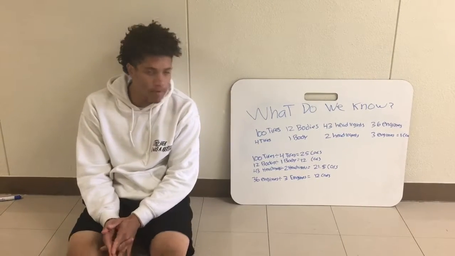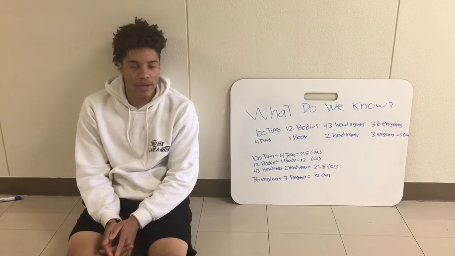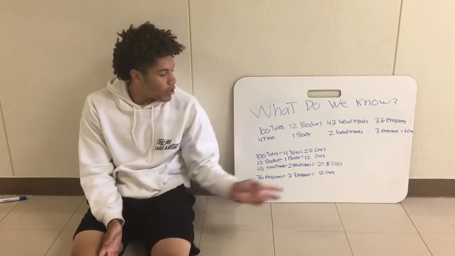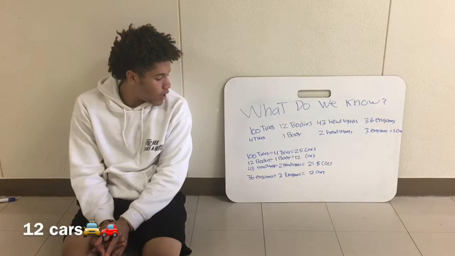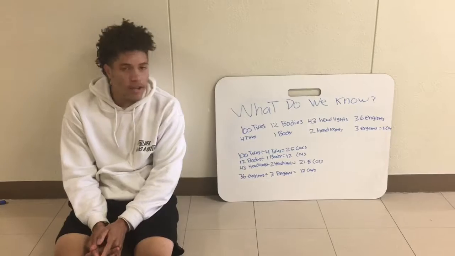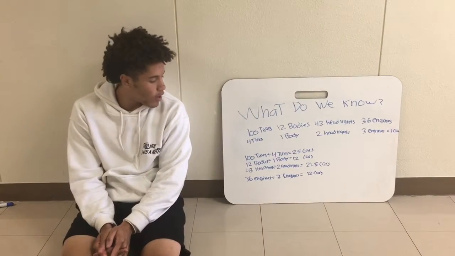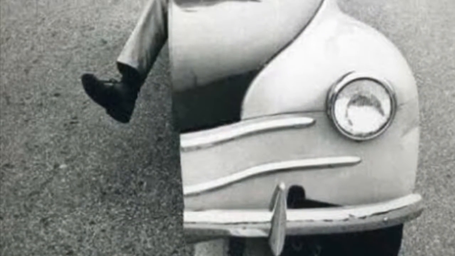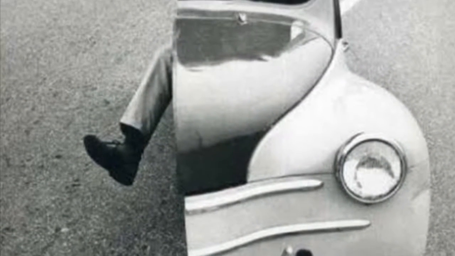The second part is the bodies. So you take the 12 bodies from the question, divided by the 1 body that it needs to make 1 car, meaning you could possibly make 12 cars. So next you go with the headlights. There's 43 headlights in the question, divided by the 2 headlights needed to make 1 car, meaning you could possibly make 21.5 cars.